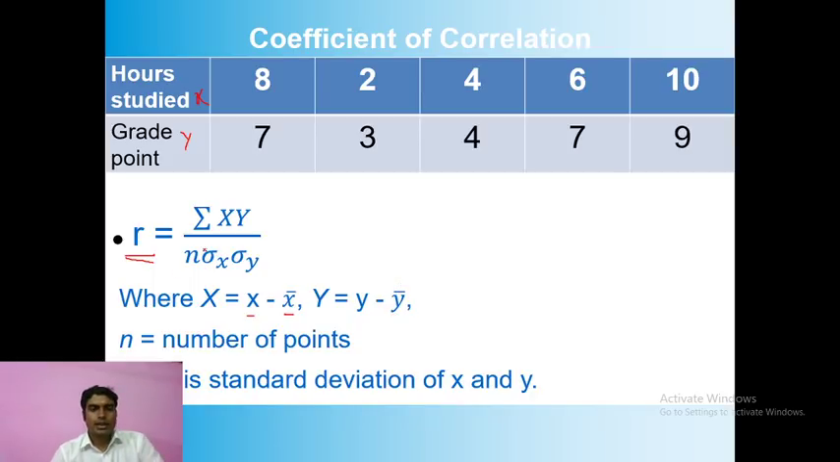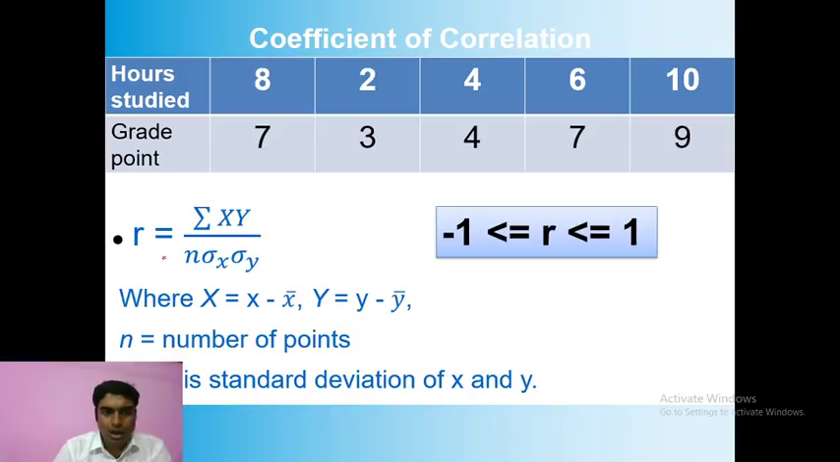And n is the number of points. So the number of points is 5. Okay, 5 points are there. We count only for one variable how many points are there, which in this case is 5. And sigma x and sigma y, which you already know, are the standard deviation of x and the standard deviation of y. Now there is one bound present for this variable r, that is -1 to +1.